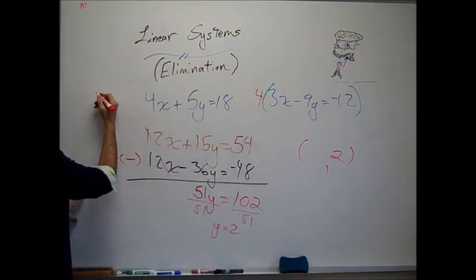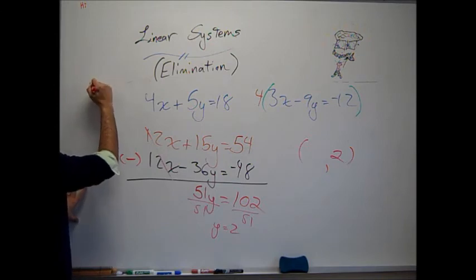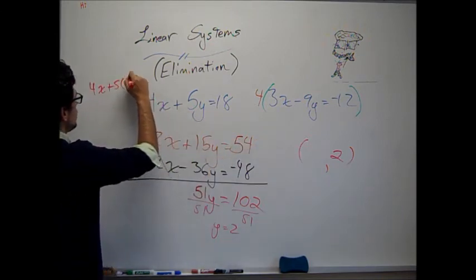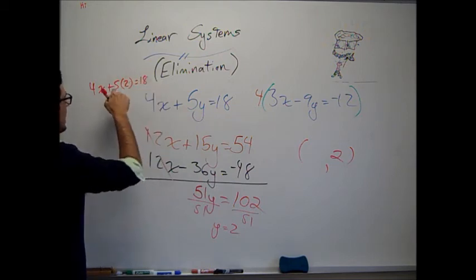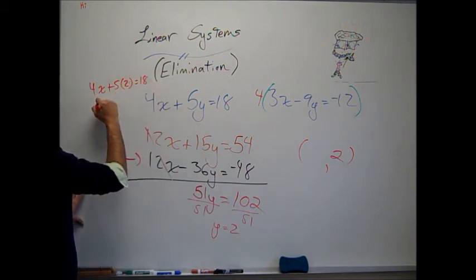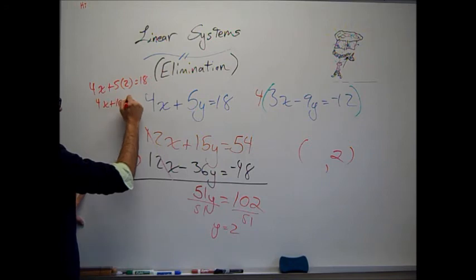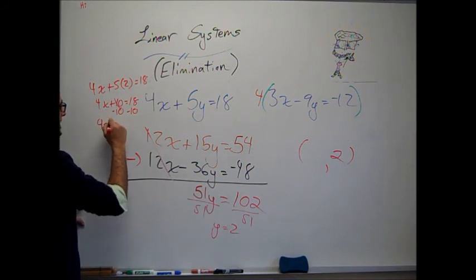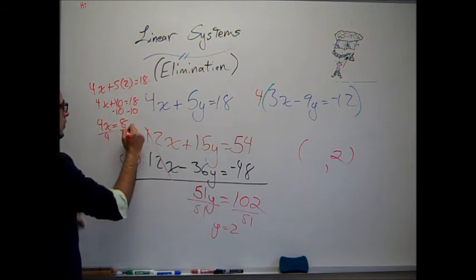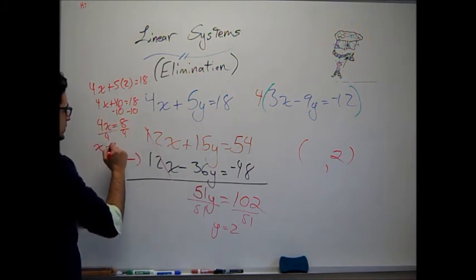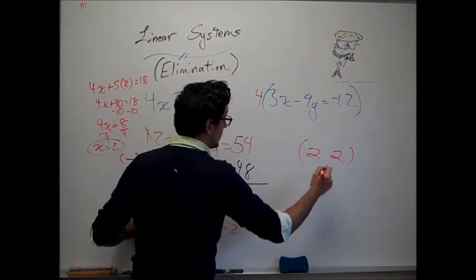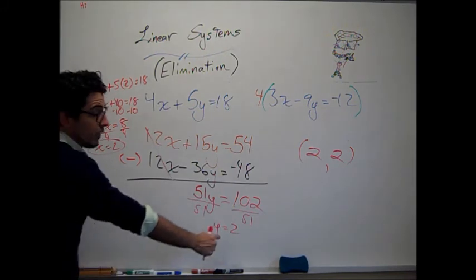So I'm going to rewrite this as 4x plus 5 times 2 should give me 18. And so 4x plus 5 times 2, so it's 4x plus 10 is equal to 18. I'm going to subtract 10 from both sides, subtraction property of equality, and I end up with 4x is now equal to 8. Divided by 4, I get x is also equal to 2. What? So let me just double check this to make sure that's true. That's what I got here: x is equal to 2 and y is equal to 2.